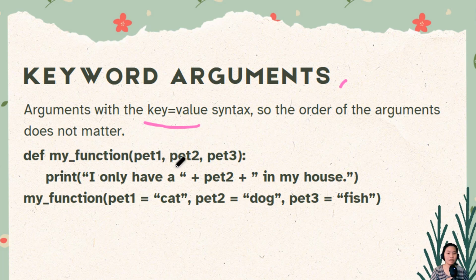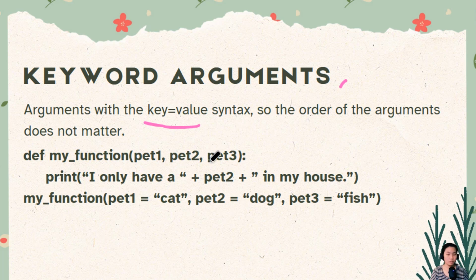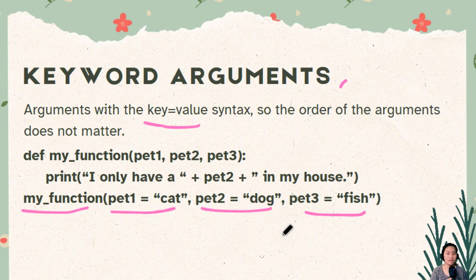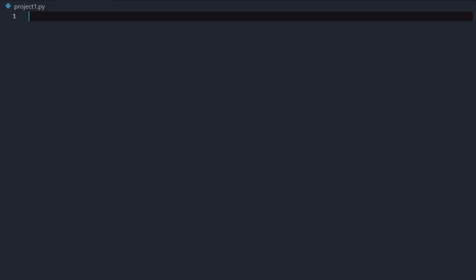Print, "I only have a", pet2, plus "in my house." Now we're calling it: pet1 equals cat, pet2 equals dog, pet3 equals fish. So this instance will print out, "I only have a dog."